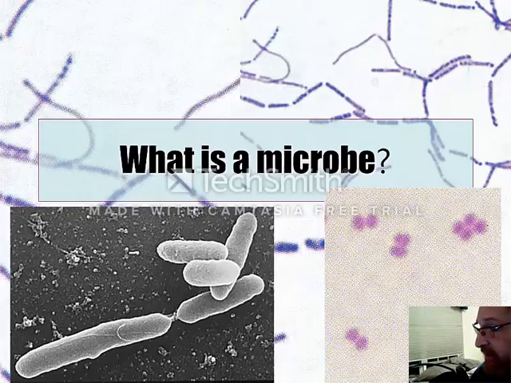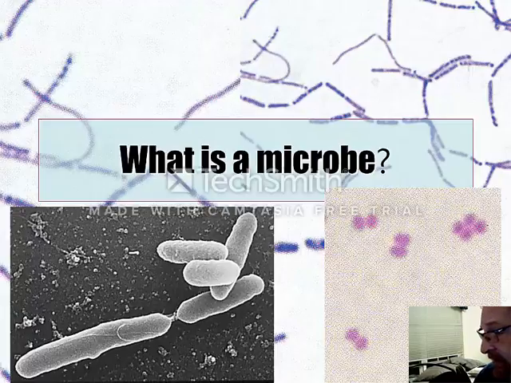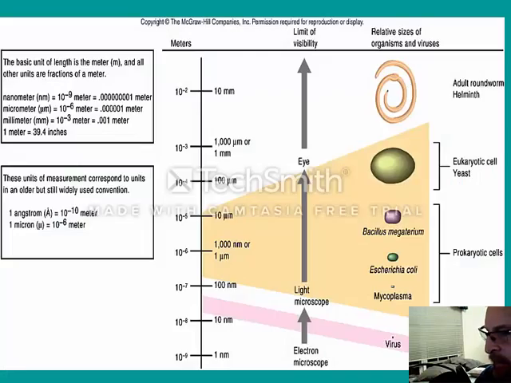A microbe is anything that you need a microscope to see. Okay, so it's a living organism that you need a microscope to be able to see. Now, when you think about the size of things that you can see, if you are just using your eye, you might be able to see some parasitic worms or something of that size.